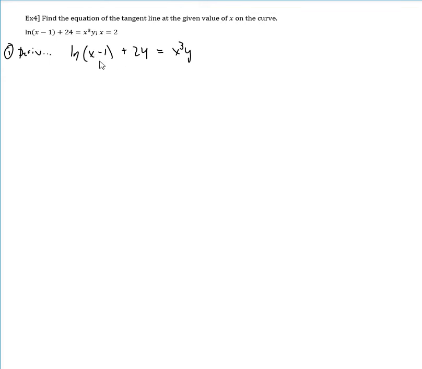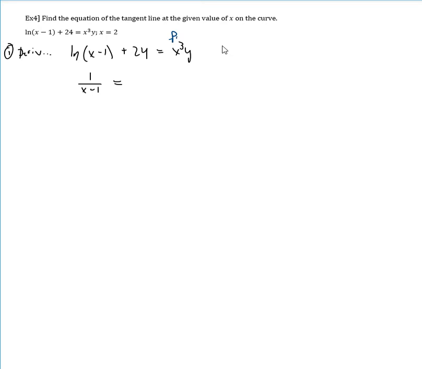The derivative of this natural log portion, remember, is to take your expression that's in the natural log, the x minus 1, and put it in the denominator. And then the derivative of it goes in the numerator. So the derivative of x minus 1 would be 1. Then we have plus the derivative of 24, which would be 0, so let's just put equals, and we'll move on.